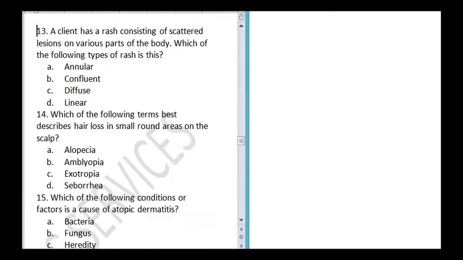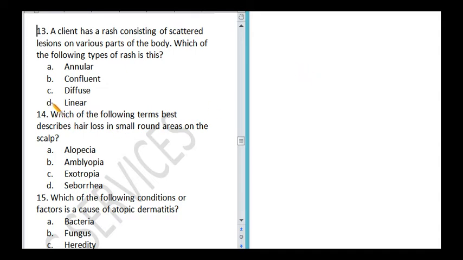Next, number 13. A client has a rash consisting of scattered lesions on various parts of the body. Which of the following type of rash is this? Is it A. Annular, B. Confluent, C. Diffuse, or D. Linear? So again, let's try to eliminate wrong options.